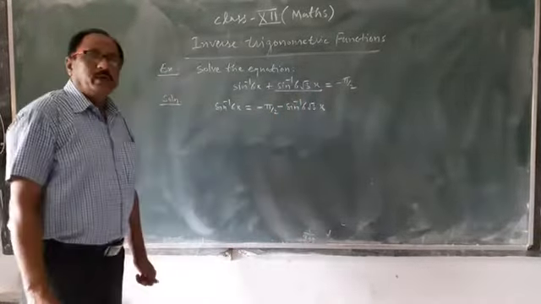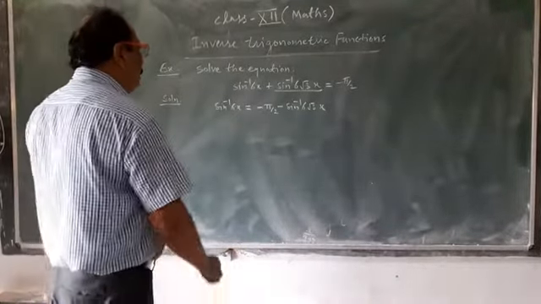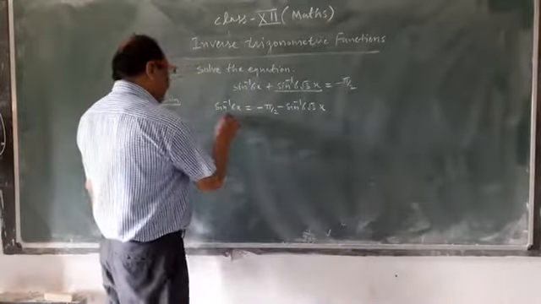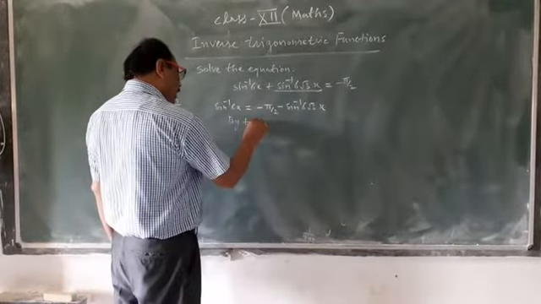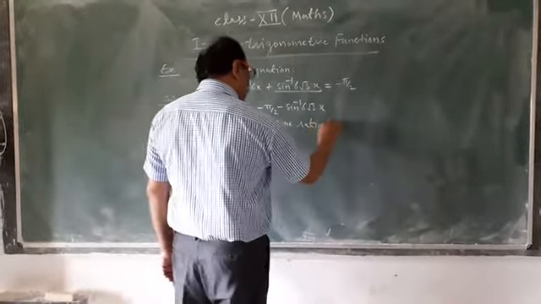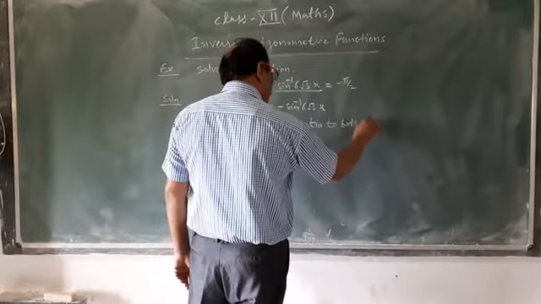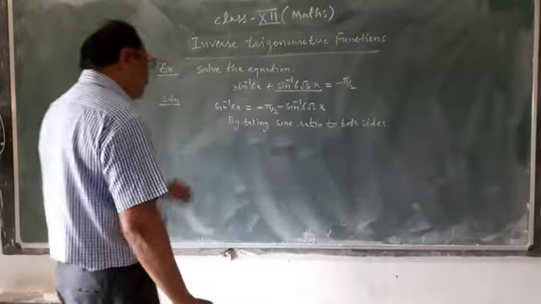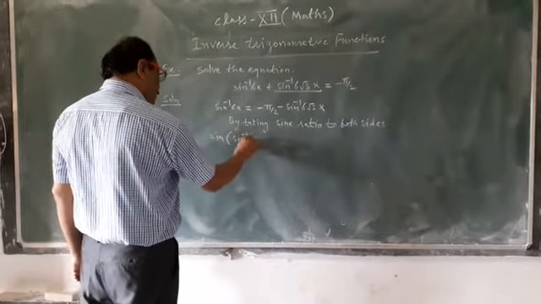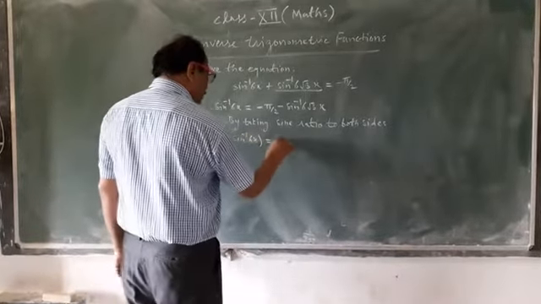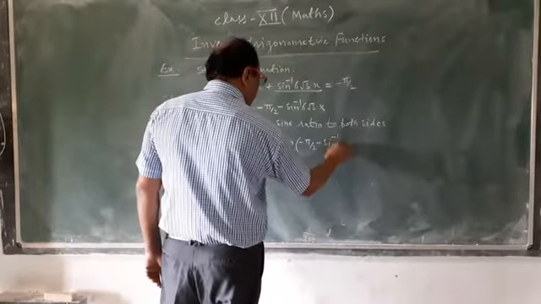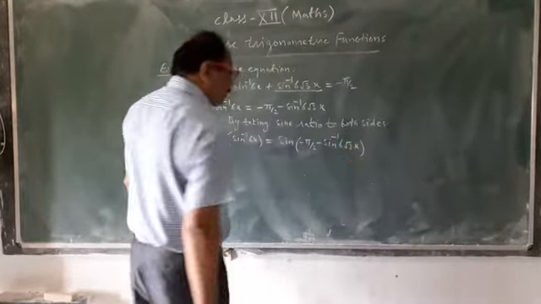This expression we have taken on the right hand side. Therefore, sin inverse of 6x is equal to this one. By taking sine ratio to both sides, then we get 6x is equal to sin of minus 5 pi by 2 minus sin inverse of 6 root 3x.